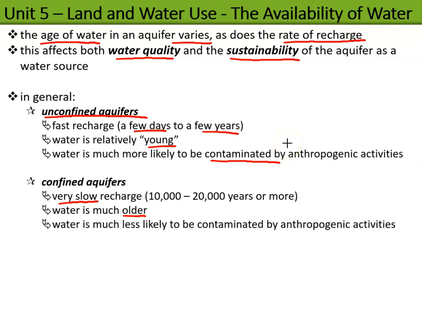It has had thousands of years to be filtered as it passed very slowly through the recharge area down into the aquifer. So this water is much less likely to be contaminated by anthropogenic activities.